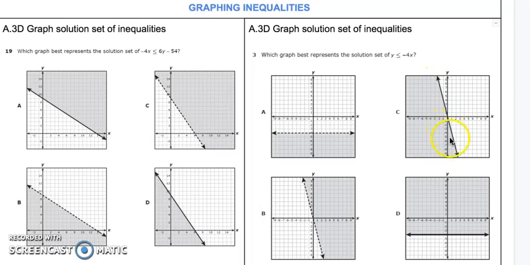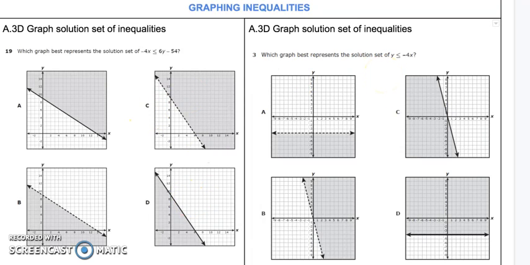So it should be solid because this is that symbol equal to, meaning it could be equal to. It could be right on the line. So either C or D is an answer choice we're going to look at. A and B have that dashed line. So you can do the same thing on this problem over on the left that you were working on.